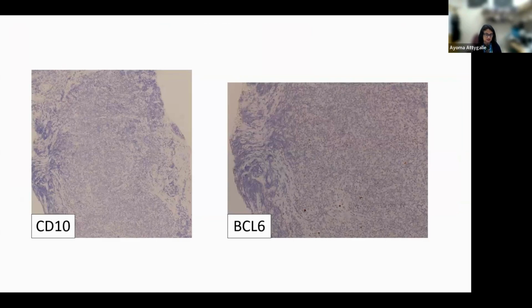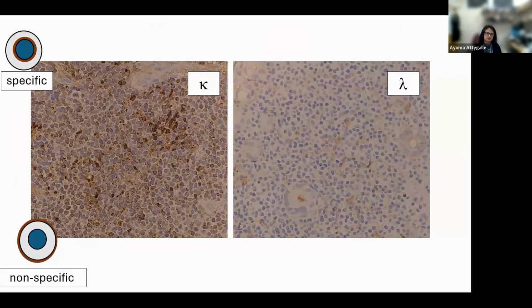CD10 and BCL6 are negative. And in this case, this is our light chains. Just to tell you, when you interpret light chains in plasma cells, it is quite easy because you have intracytoplasmic immunoglobulin. But in the small B cells, you have to look for synthesis of the immunoglobulin in the cell.